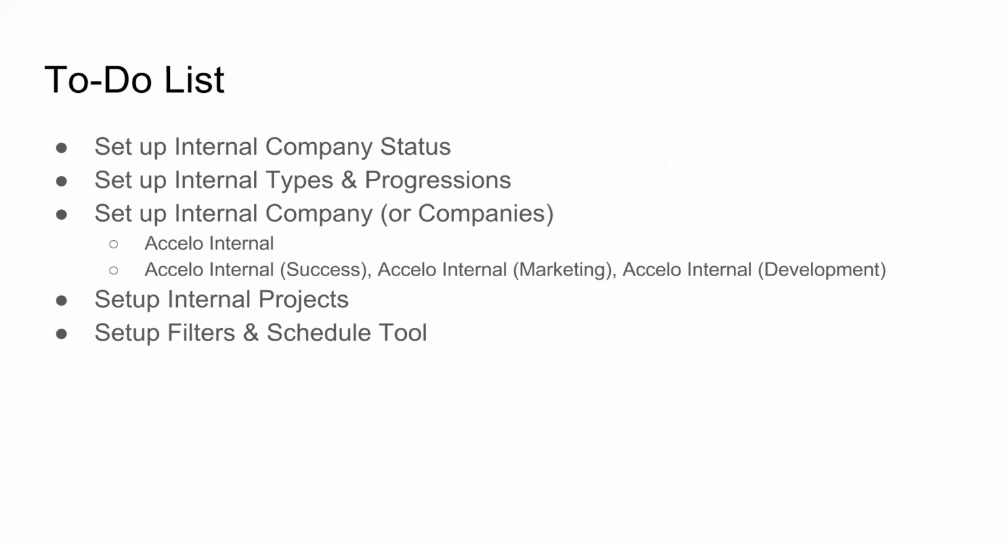So the first thing is creating an internal company status, so we can filter by this internal status on your list of companies to see what the different internal companies are. Setting up an internal type and progressions. Set up internal company or companies. So 2 examples: Accelo internal versus Accelo internal success, Accelo internal marketing, Accelo internal development. Set up internal projects and set up filters, and the schedule tool we may touch on, which is relatively new. You may have seen it on our blog.